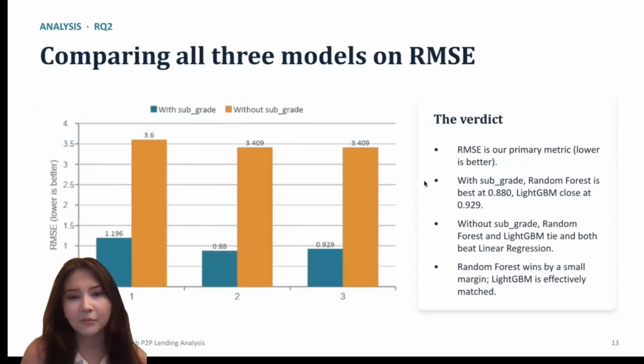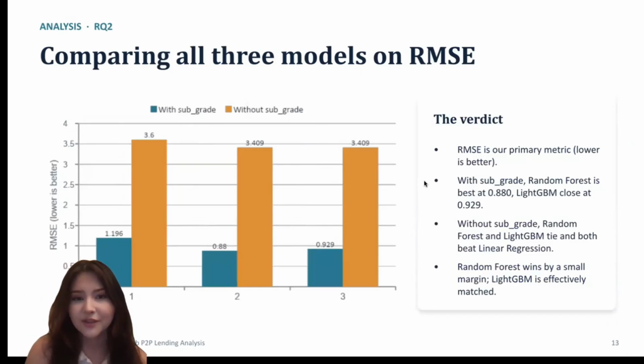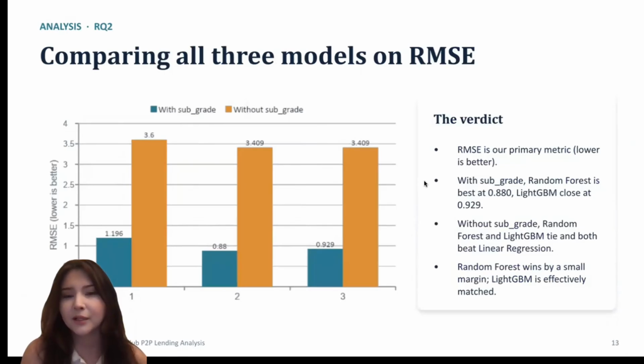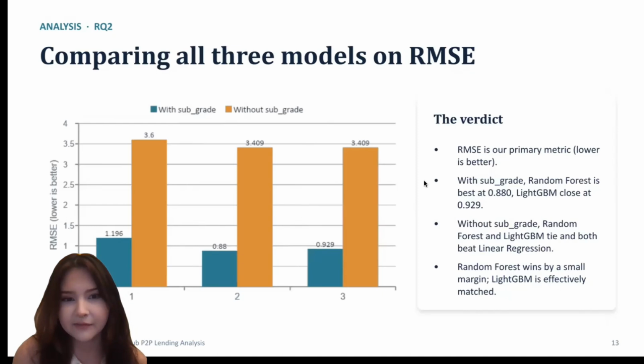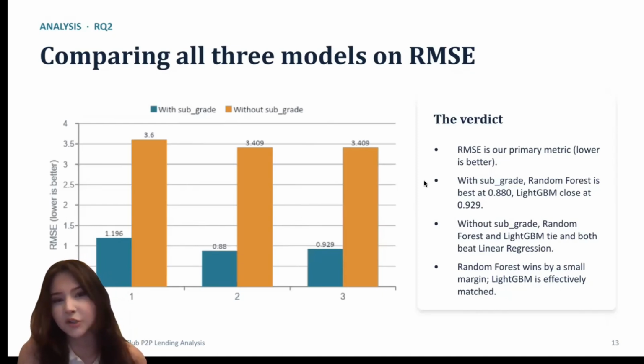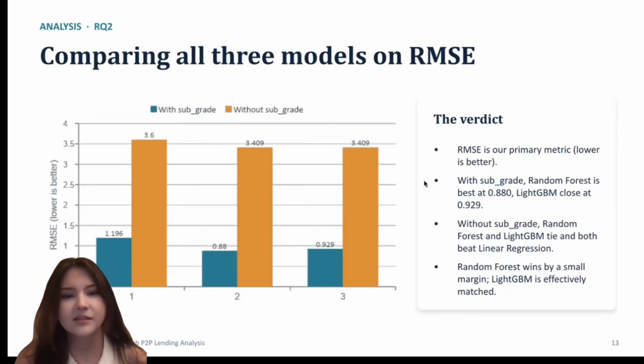So when comparing all of our models, if we use RMSE as a primary metric, we find that with subgrade included, random forest achieved the best RMSE at 0.88 with LightGBM close at 0.929. The linear regression trailed both, which is expected given that rate assignment has some nonlinear structure that a linear model can't fully capture. Without subgrade, random forest and the LightGBM model essentially tied and both outperformed linear regression by a meaningful margin, although very narrow. Random forest overall, as we can see, is our pick, like I said, by a very narrow margin.